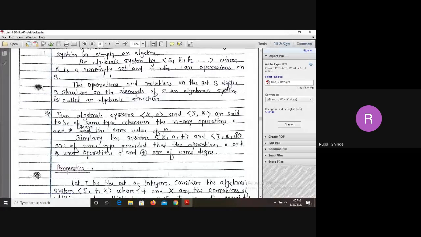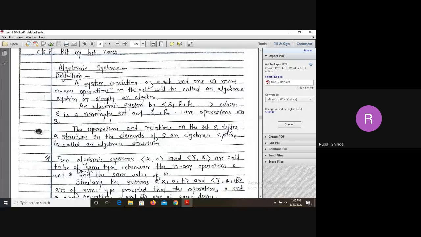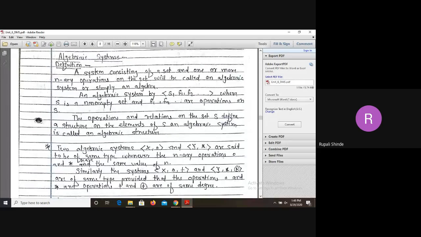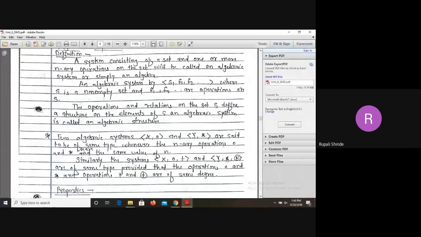performed on set X. So in the definition of algebraic system we have seen a system which consists of a set and one or more n-ary operations. Means what? We can define one operation on that set or we can define more than one operation on that set. So here this algebraic system consists of set X and two operations. Likewise the second algebraic system consists of set Y and two different operations. The first one is star operation and the second one XOR.